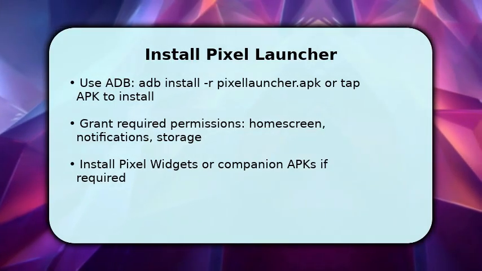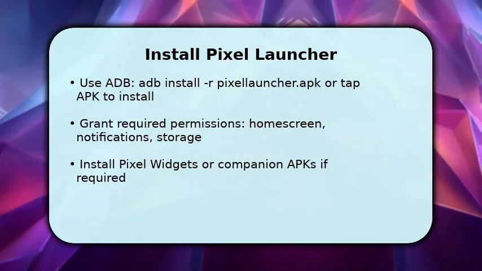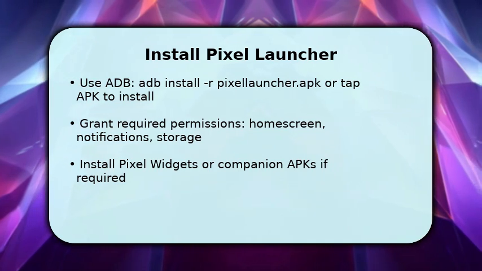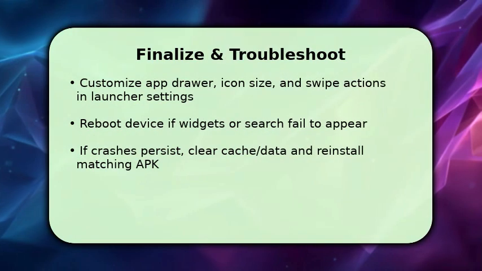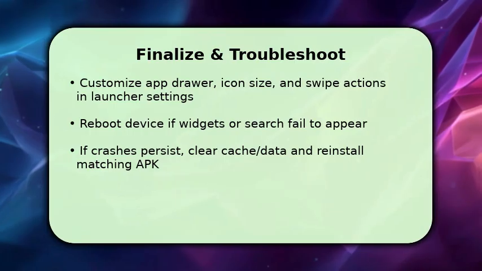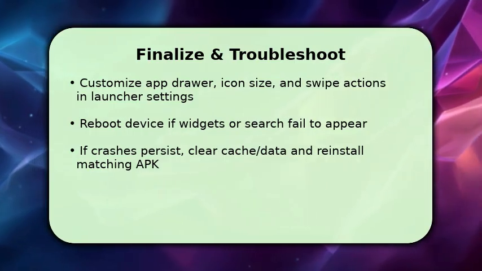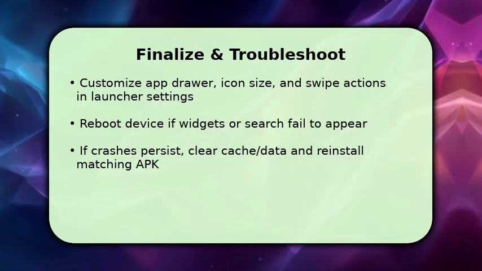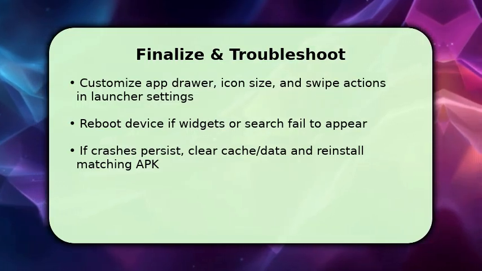If the launcher requires a companion widget or Google app variant, install those next. Make sure to set Pixel Launcher as your default home app so it launches. Finish by customizing the new launcher. Adjust icon size, grid, and swipe gestures to match Pixel behavior. Once done, reboot the device to ensure widgets and the search bar initialize correctly.